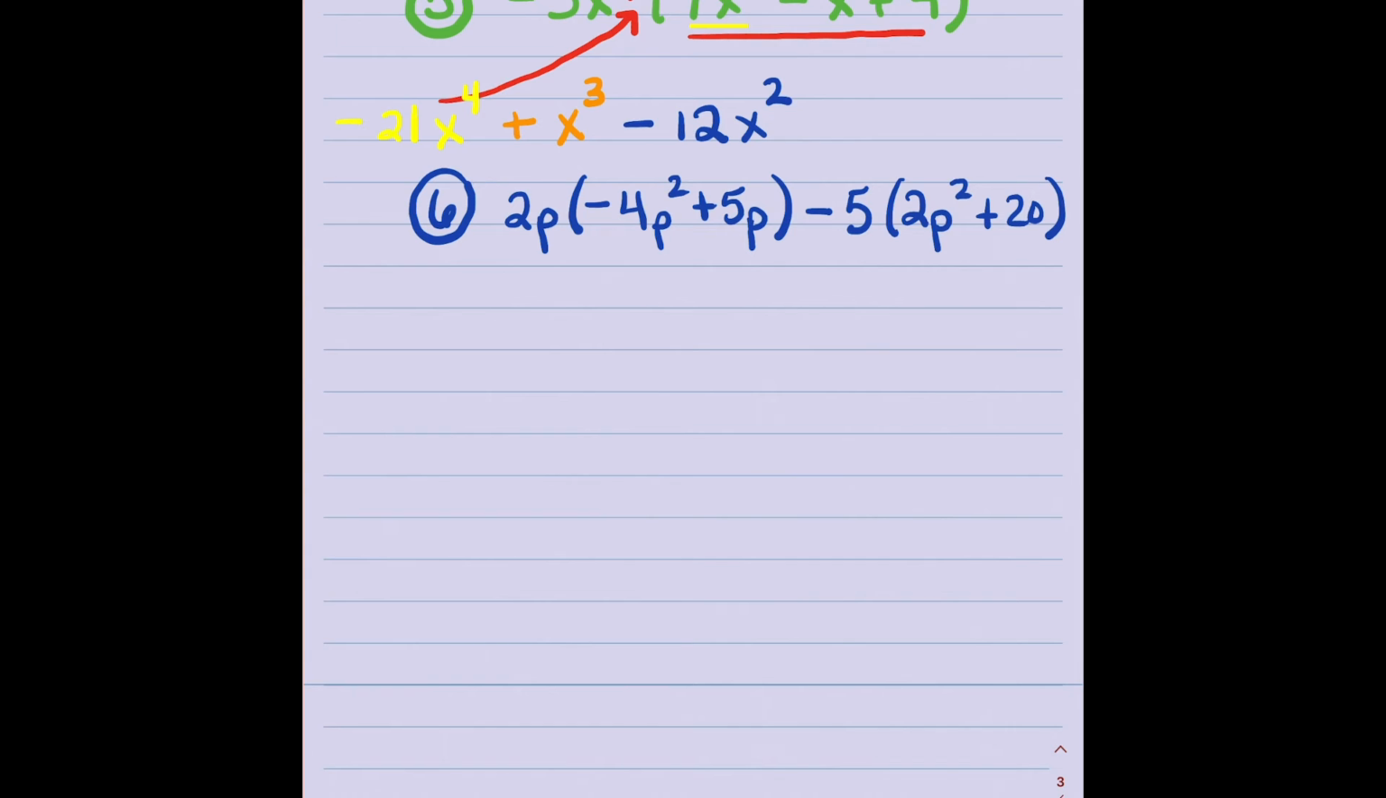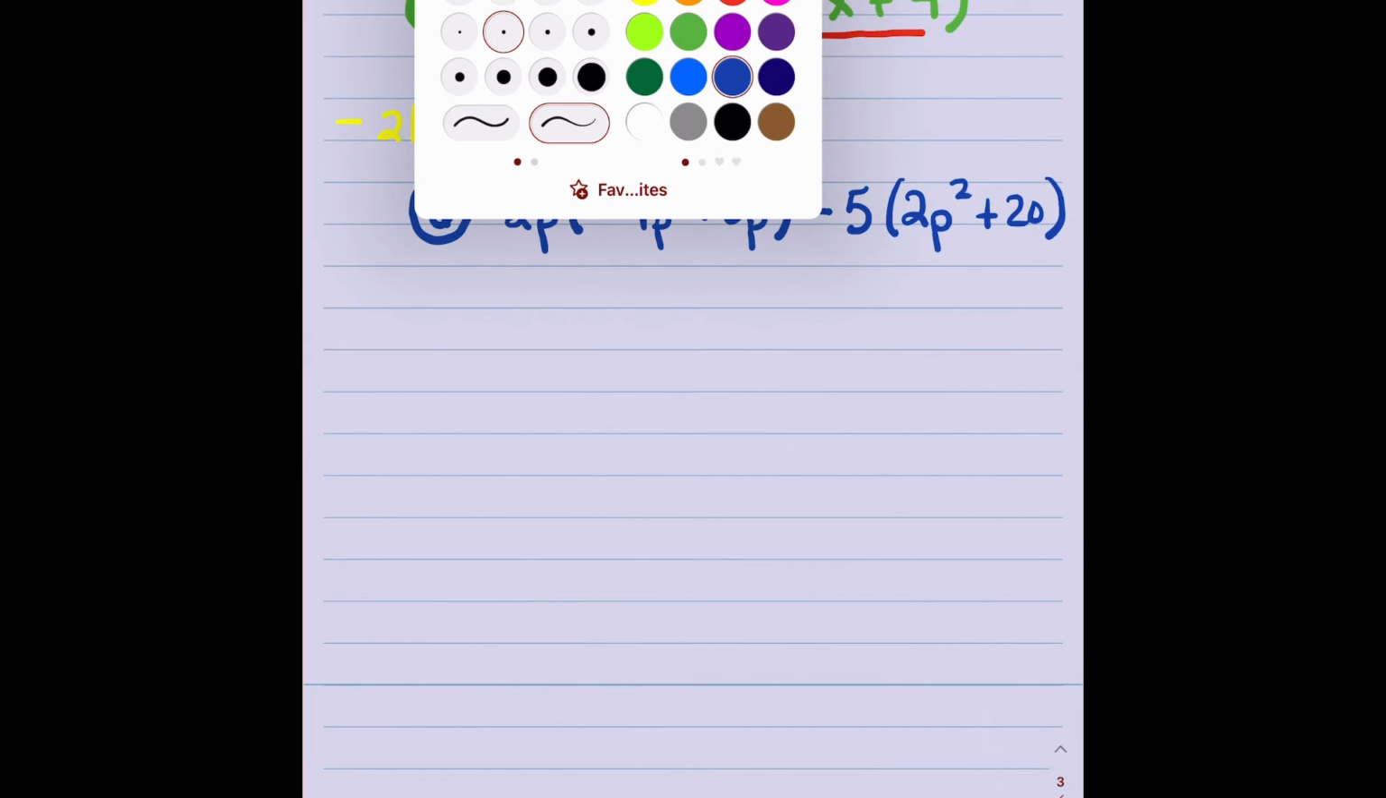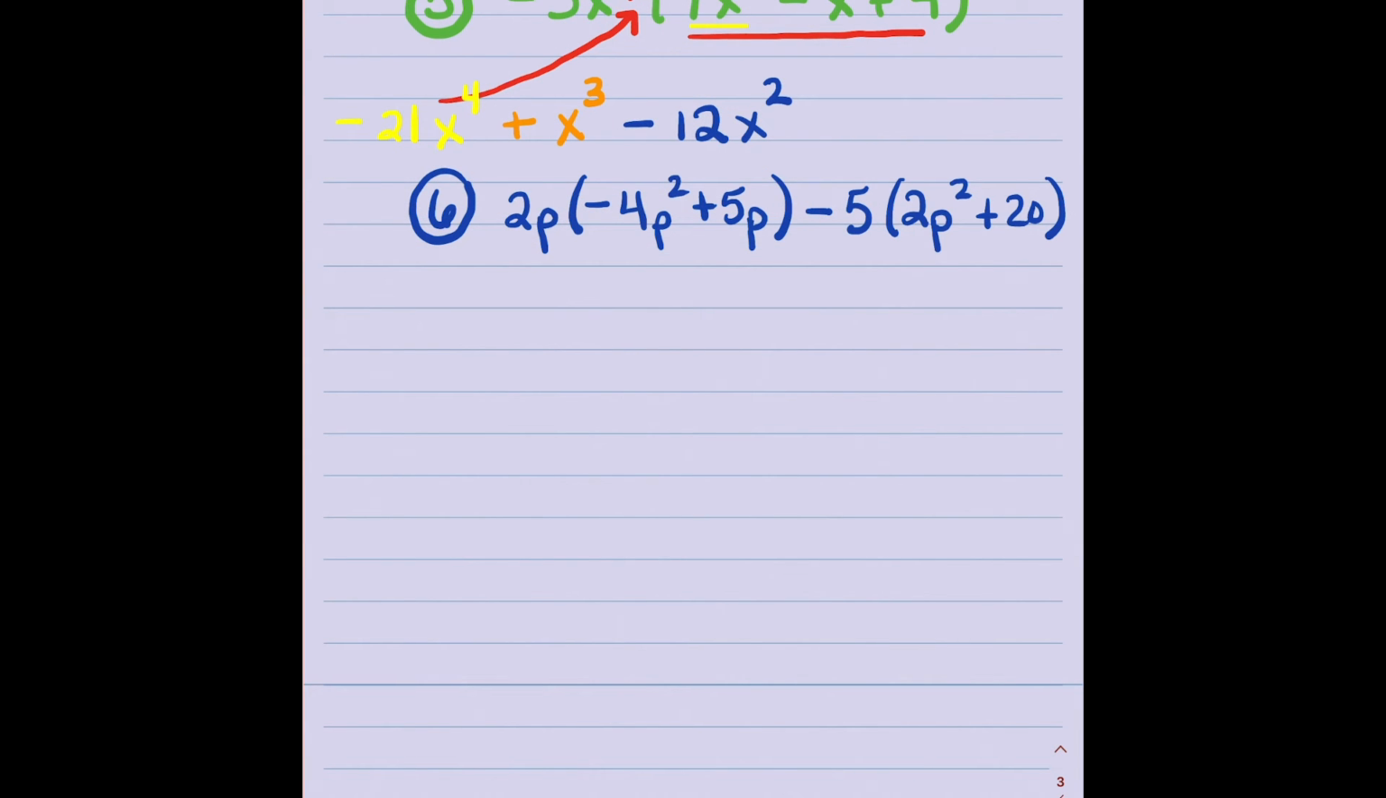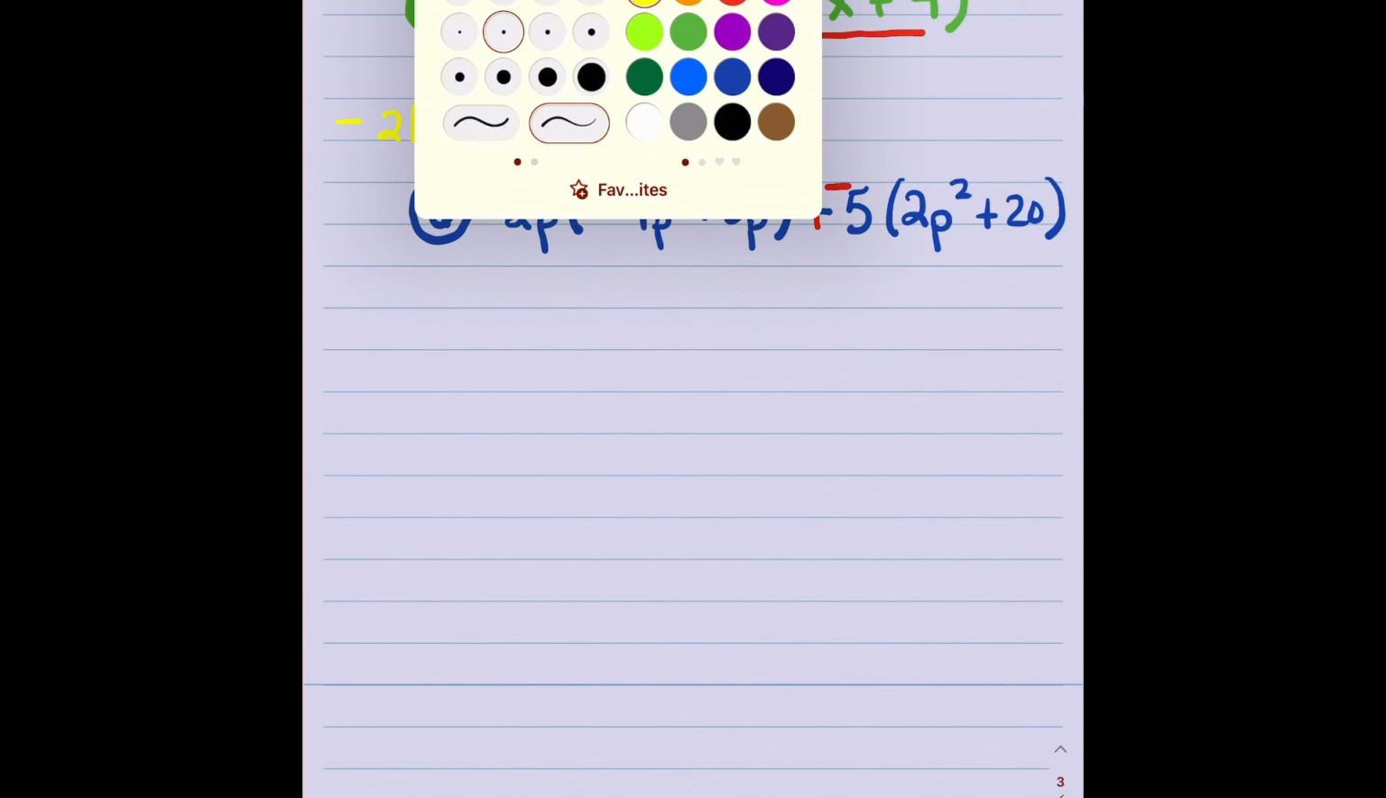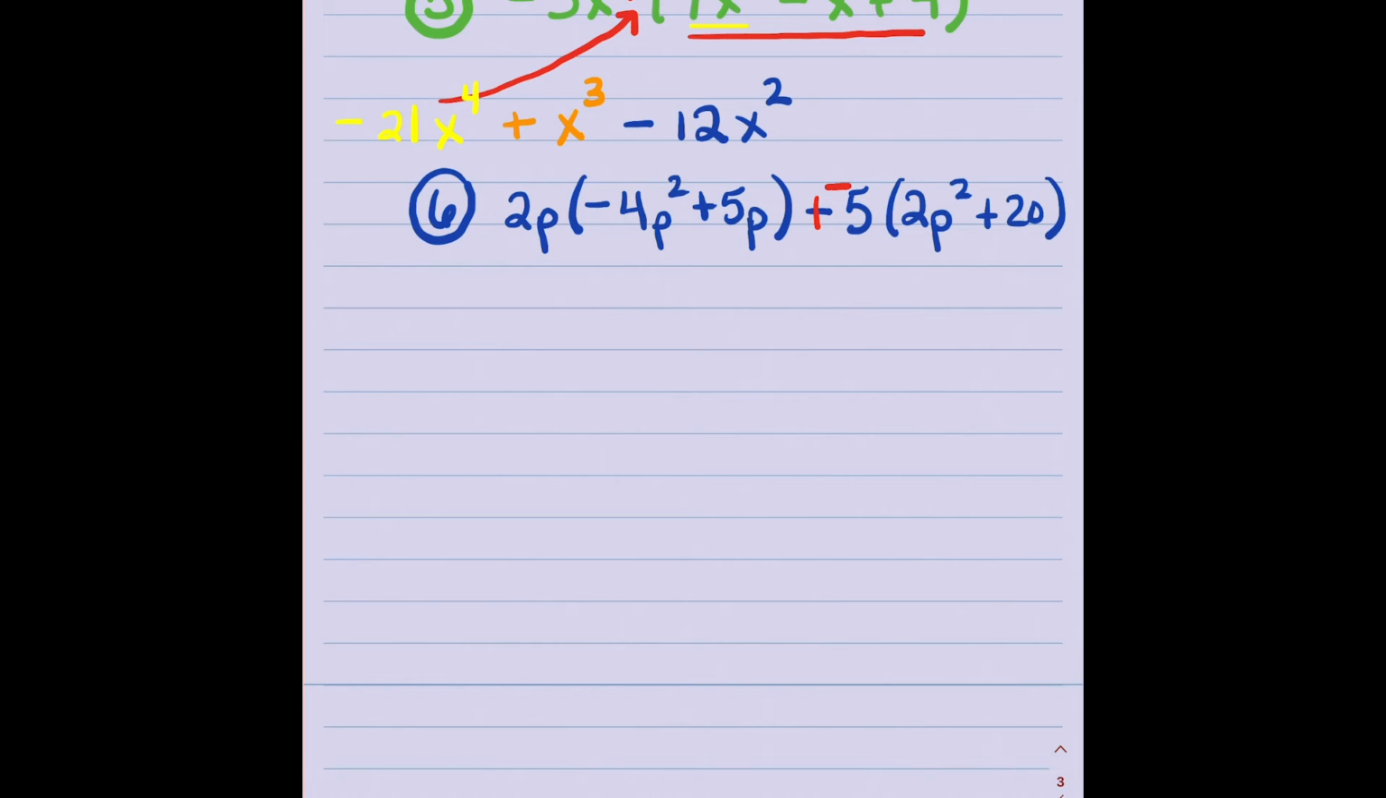All right, we need to get rid of all those parentheses, so we're going to be using the distributive property. Watch out for negatives. Since we have -5 here, we can do this, plus a negative, and then we can use the distributive property again to multiply each piece. So 2p times -4p squared gives me -8, because 2 times -4 is -8, and p times p squared is going to give me p to the third. This is why we did the exponent rules in the last chapter.